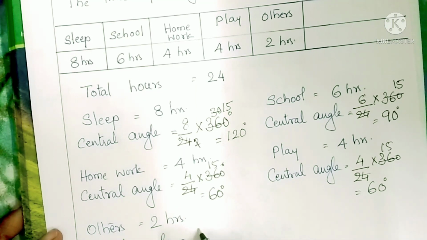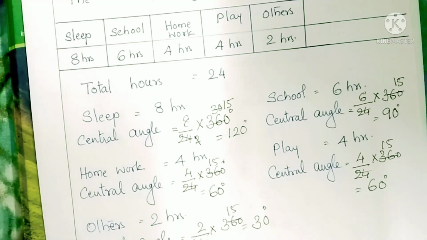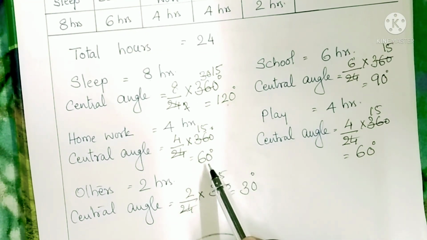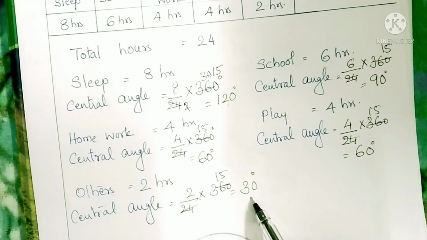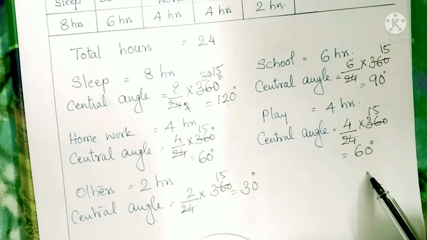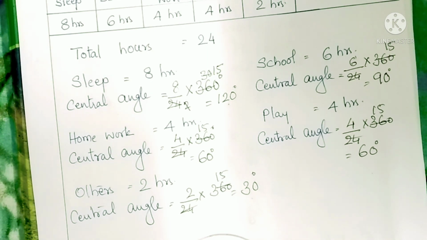And here it is 2 hours. So, 2 upon 24 into 360, that is 30 degrees. Now, you see, add it up. 120 plus 60, 180 plus 30, 210 plus 90, 300 plus 60, 360. Total we got. Now we need to represent each activity using sectors.